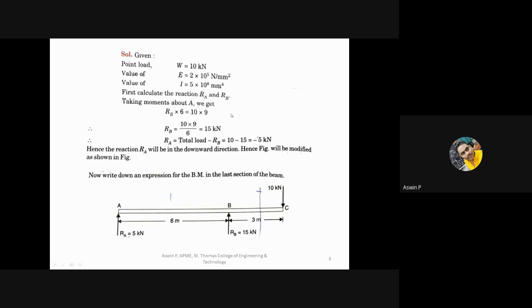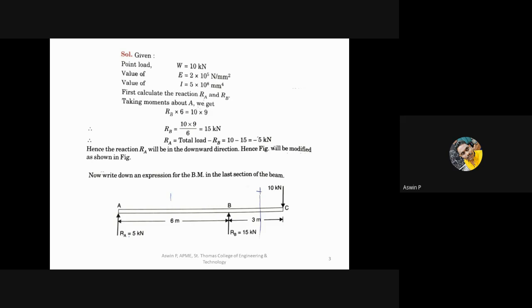From that equation, RB into 6 equals 10 into 9. By solving, you can find RB as 15 kilonewton. If you find RB, you can directly find RA, since RA plus RB will be the total load applied over the beam. Here the total load applied over the beam is 10 kilonewton, but RB is 15 kilonewton. Definitely RA will be negative. This is an important case. In an overhanging beam, there is a chance of a support reaction becoming negative.